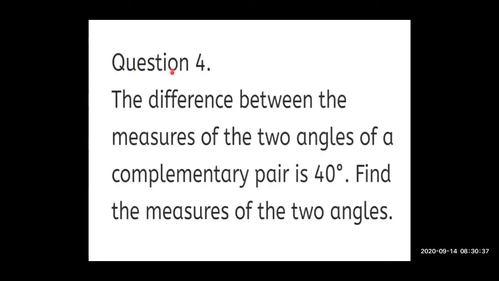Now, question number 4. The difference between the measures of the two angles of a complementary pair is 40 degree. Find the measures of the two angles.